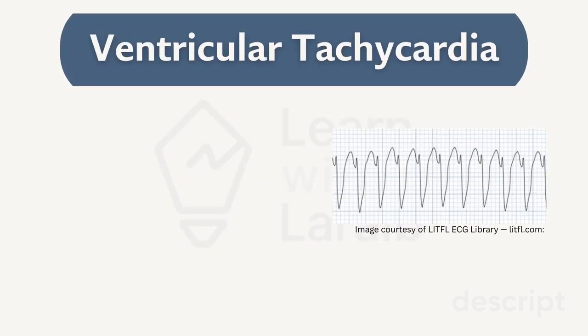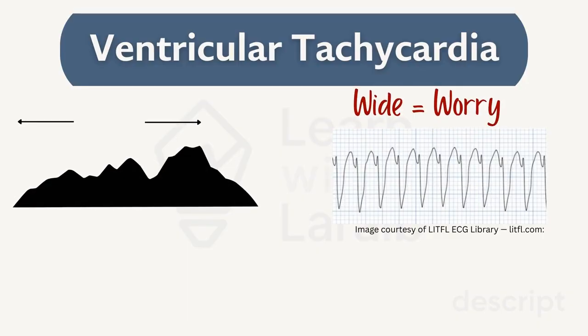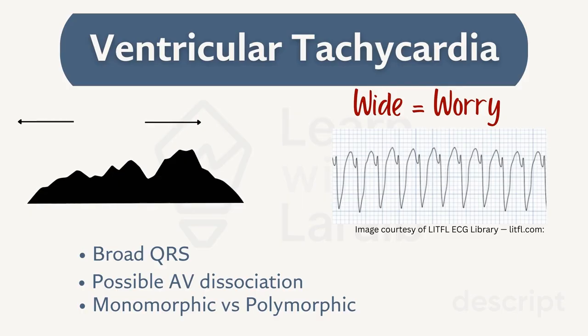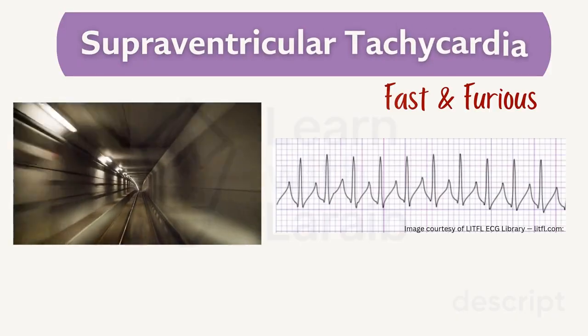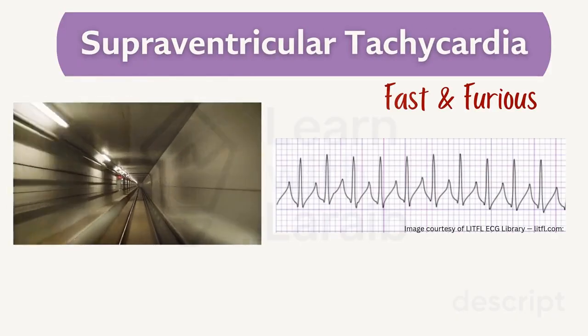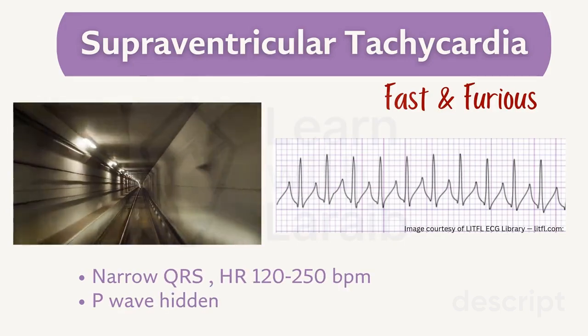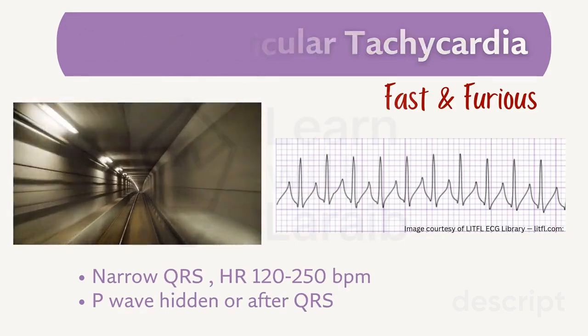Ventricular tachycardia is when there is a broad QRS with raised heart rate. So wide is equal to worry, and VTach is often life-threatening. It has a broad QRS and the monomorphic waveform looks uniform while the polymorphic looks like torsades. Always assume VTach in broad complex tachycardia unless proven otherwise. SVT is like a loop in the atria or AV node, shooting impulses down rapidly. There is a narrow QRS with a high heart rate, very regular, often starts and stops suddenly.